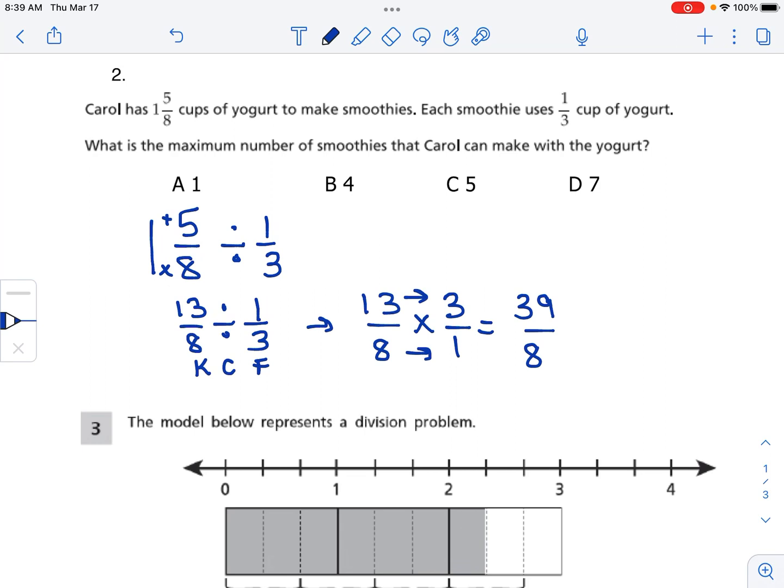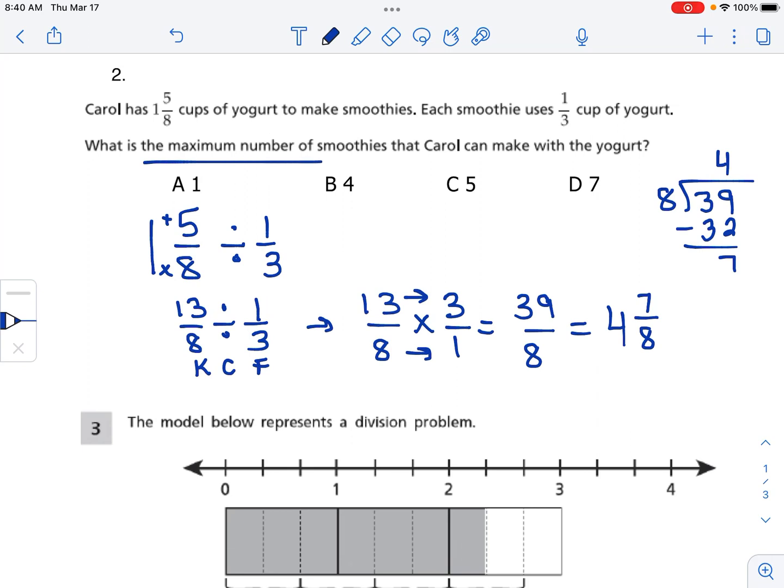And then we're going to change that back into a mixed number. I'm going to do the division on the side here. 8 goes into 39 4 times. That's 32. That means we have 7 left over. Our mixed number is going to be 4 wholes, 7 left over out of 8. So 4 and 7/8.